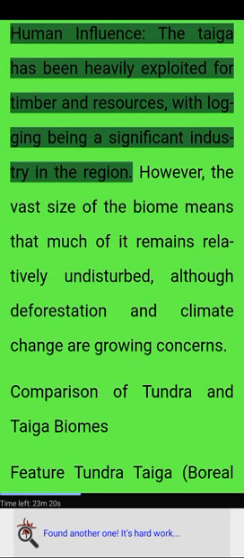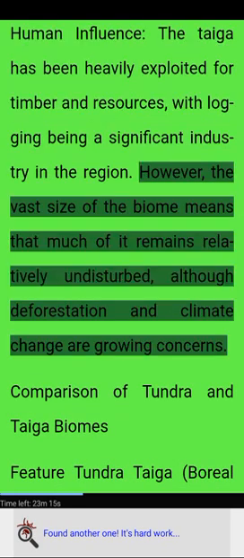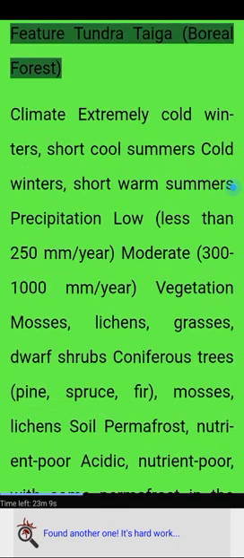Human influence: the taiga has been heavily exploited for timber and resources, with logging being a significant industry in the region. However, the vast size of the biome means that much of it remains relatively undisturbed, although deforestation and climate change are growing concerns. Comparison of tundra and taiga biomes. Feature: tundra, taiga (boreal forest).